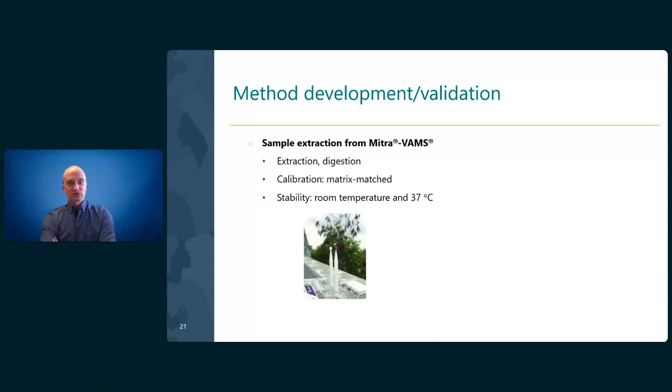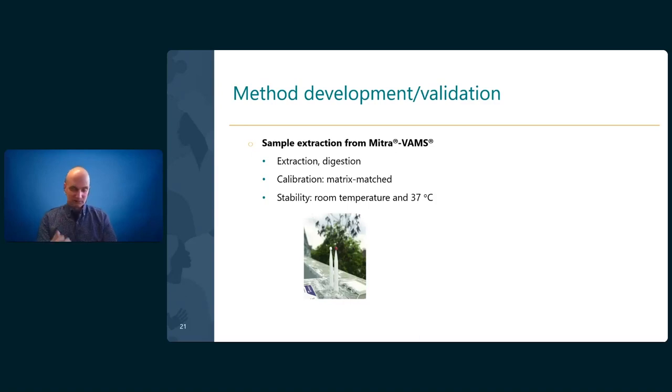Then we also check the sample extraction process. We tested extraction with different agents, but also digestion, and we figured out that digestion is the best way to recover most of the analytes with a good recovery, actually. We also tested different calibration approaches, and we figured out that matrix-matched calibration is the best approach, so we chose this one. And finally, we tested stability at room temperature as well as 37 degrees.